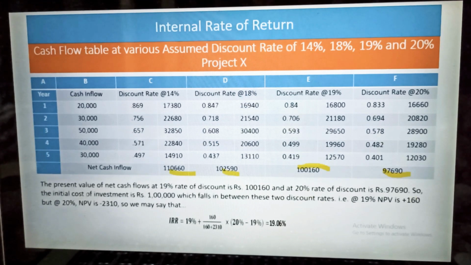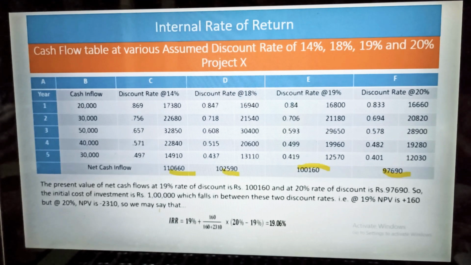So the initial cost of investment is rupees 1 lakh, which falls in between these two discount rates. You can check here 1,00,160 and 97,690. In between these two, your initial investment is lying. So at 19%, NPV, net present value, is 160 rupees exceeding, but at 20% NPV is 2,310 rupees negative, it is in negative.